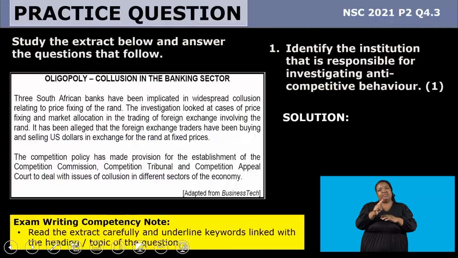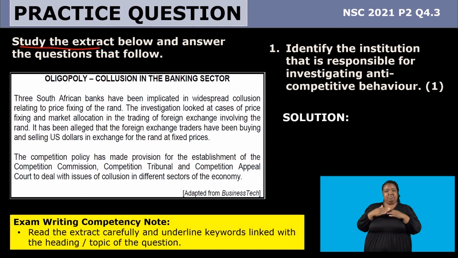Our first question says, study the extract below and answer the questions that follow. So you actually have to read the extract. The heading, Oligopoly, collusion in the banking sector. 3 South African banks have been implicated in widespread collusion relating to price fixing of the rand. The investigation looked at cases of price fixing and market allocation in the trading of foreign exchange involving the rand.